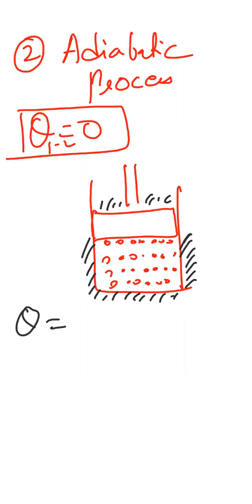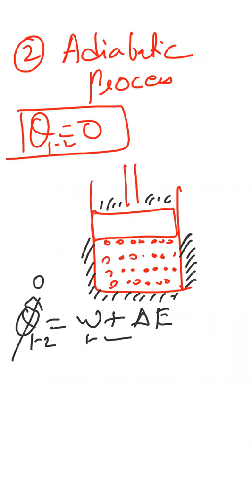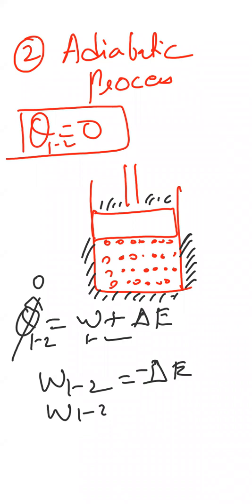If you apply the first law, which says that Q is equal to W plus the change in internal energy, right? So Q1 to 2 is zero. So whatever the work done is equal to minus the change in internal energy. That means the work is done at the expense of internal energy, so internal energy will reduce. If the work is done by the system, that means if it is an expansion process, work is done by the system, right?